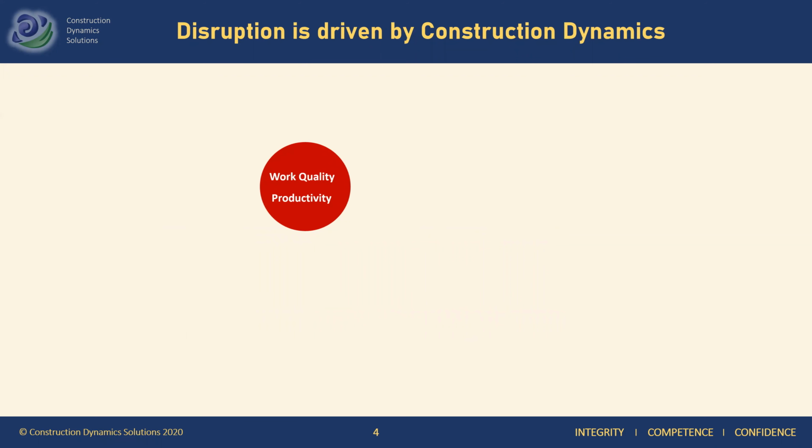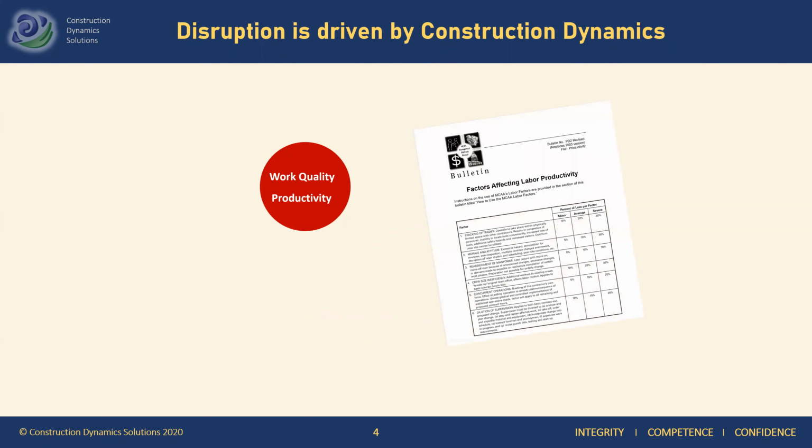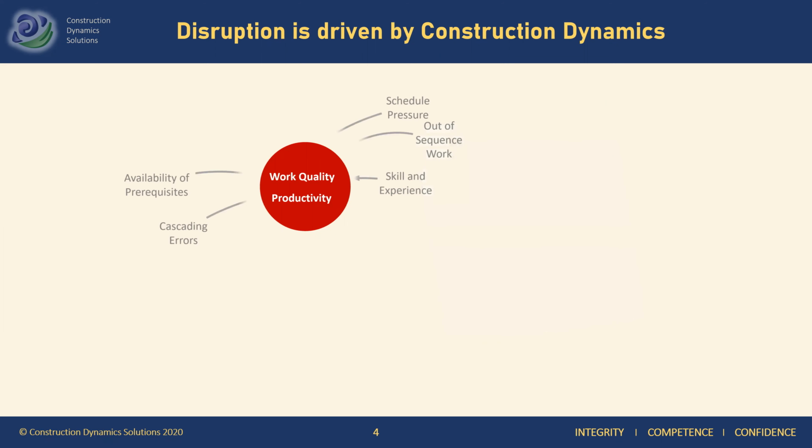So if we want to understand how disruption arises and spreads through complex projects, we have to understand the nature of the different factors that can impact productivity and work quality. Now, there's dozens of these factors and they're well documented in the literature. We will focus on these 5, which we will describe as we go along.